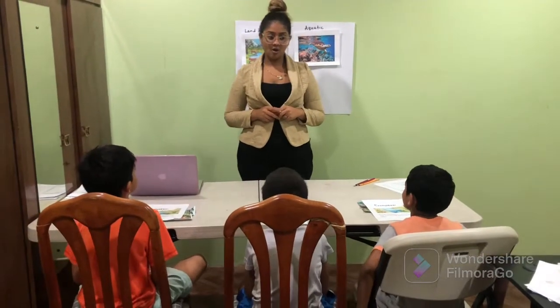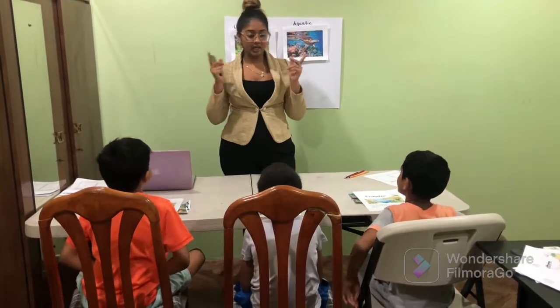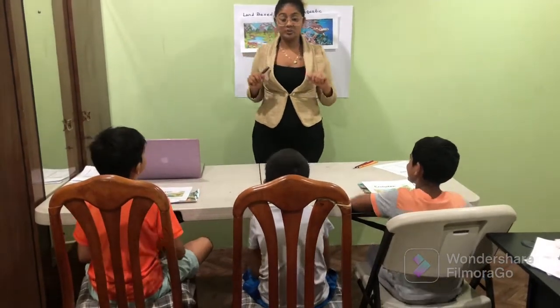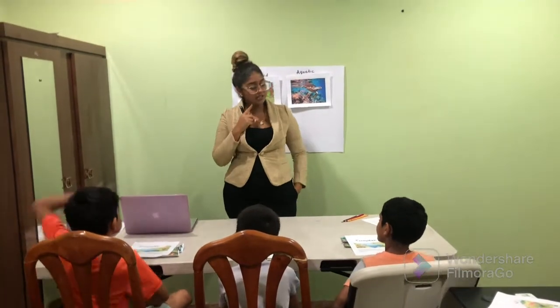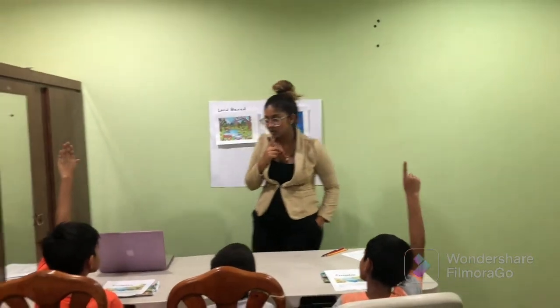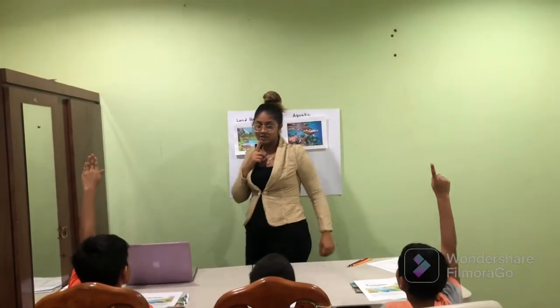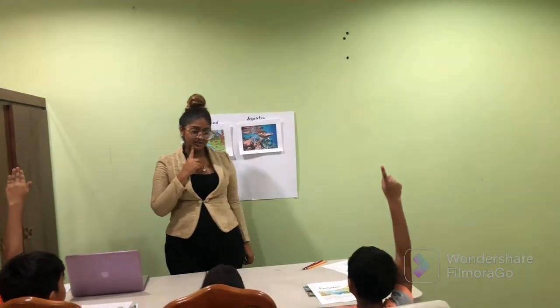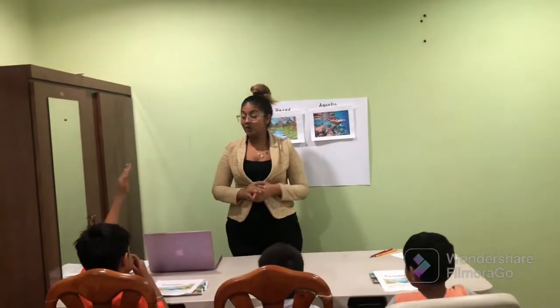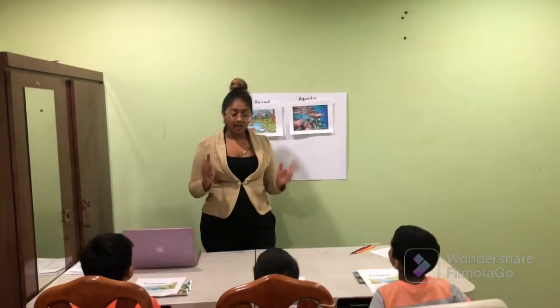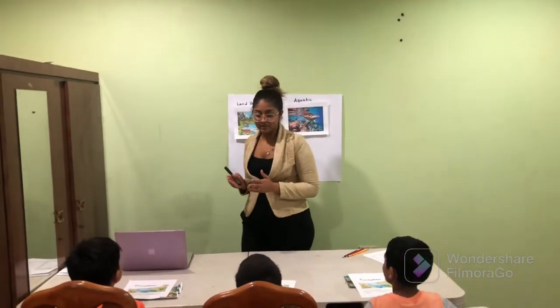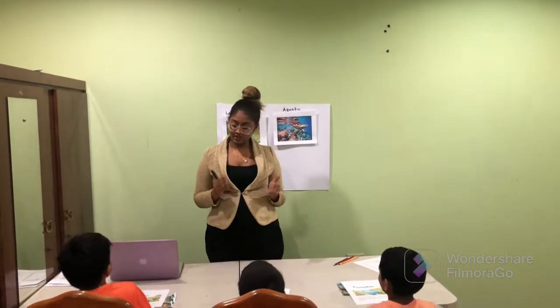Alright, boys, now listen up. Eyes are watching, ears are listening. So we are going to do a little recap. Who can tell me what is the meaning again of the word ecosystem? Where living and non-living things interact with each other. Okay, good. So, ecosystem is an environment where living and non-living things interact with each other.